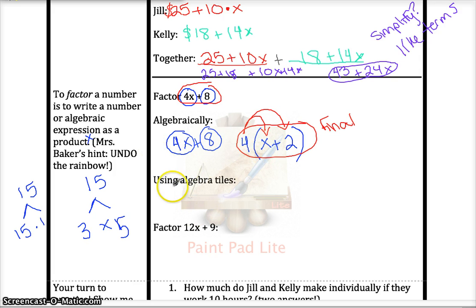All right, so before we go into algebra tiles, let me show you one more with 12x plus 9 down here. And for this one, we're going to look again for a number that goes into both 12 and 9. So any number that goes into both 12 and 9. And for me, I think that it's going to be 3. So I'm going to put a 3 and then a parentheses. And 12 divided by 3 is 4. So I'm going to do 4x here. And 9 divided by 3 is 3. So I'm going to do 4x plus 3. This is my final answer.